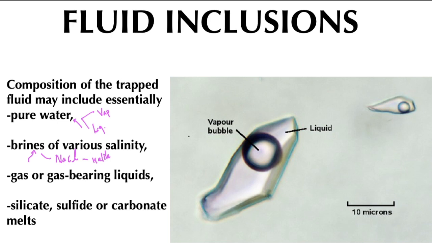Now, there can be gas or gas bearing liquids, meaning a liquid in which there is a gas. As you can see in this figure here, there is this bubble, the vapor bubble, that is gas, and the liquid; this whole thing as you see is the cavity. There can be silicate, sulfide and carbonate melts also, but in a very small amount. Mostly it is water, CO2 and NaCl.